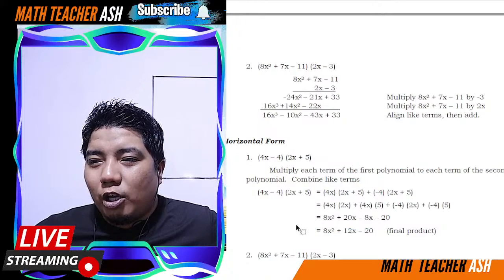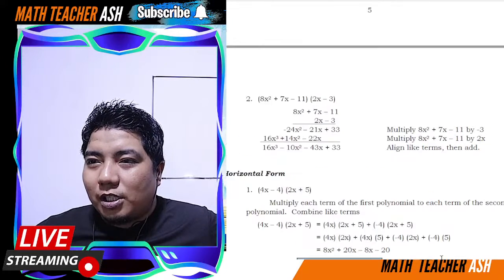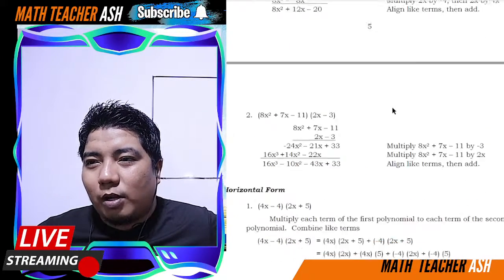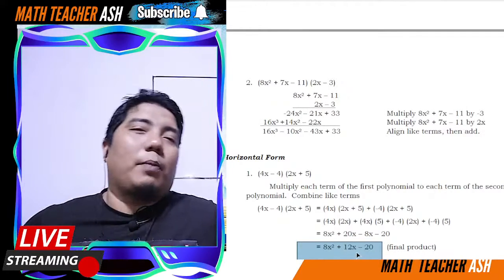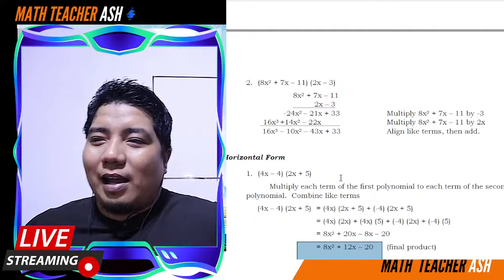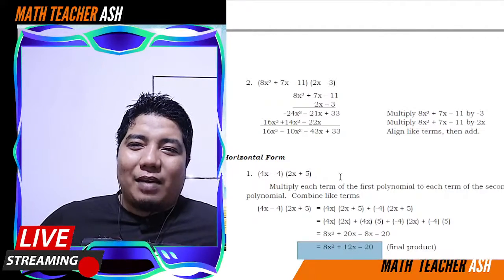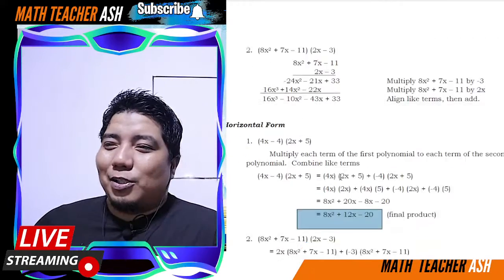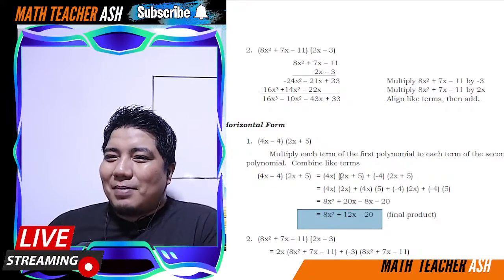And this will be your final answer, which is the same as this one: 8x squared plus 12x minus 20. So using the vertical and the horizontal forms, you will have the same answer. Okay, so it's very easy, my dear math learners.